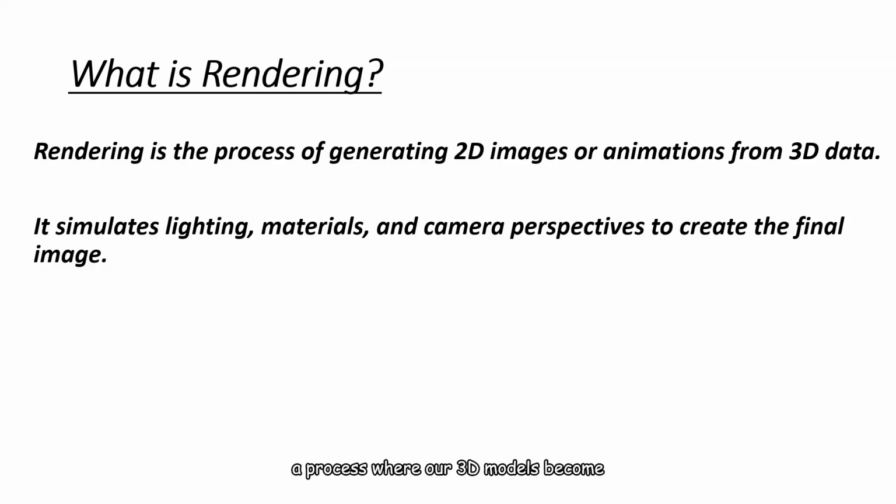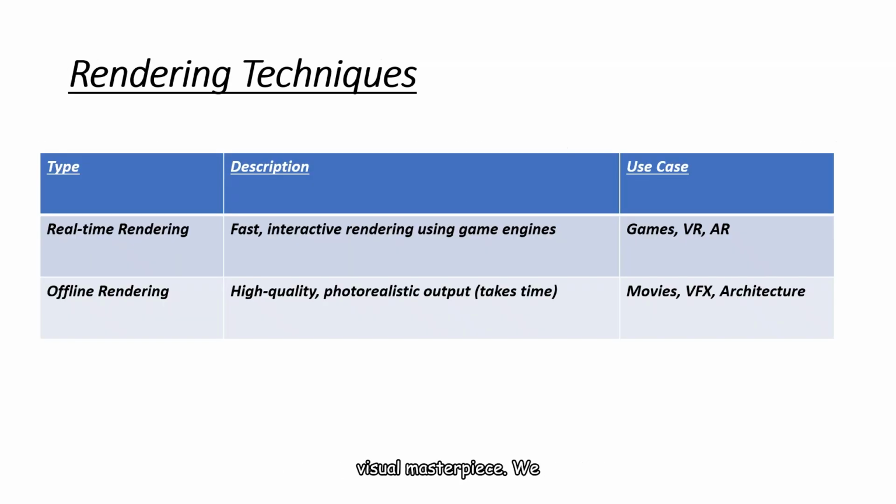Rendering is a process where our 3D models become finished 2D visuals. It simulates how light interacts with materials, what the camera sees, and how details like shadows and textures appear. It's a final step that transforms a scene from data into a visual masterpiece.